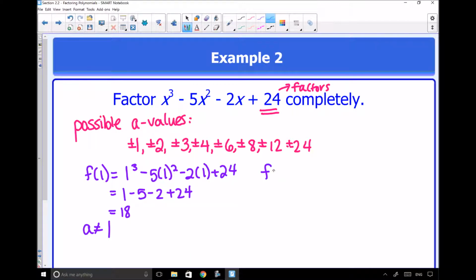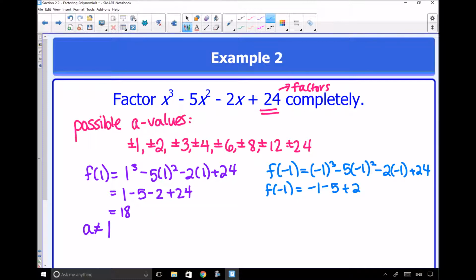Let's go ahead and try negative 1. So let's see what happens if we use negative 1 instead of 1. So f of negative 1 is going to be negative 1 cubed minus 5 times negative 1 squared minus 2 times negative 1 plus 24. So this ends up being negative 1 minus 5 plus 2 plus 24. So I end up getting f of negative 1 is equal to 20. And again, I want you to double check this in your calculator to see if you totally agree with what I'm saying. So since 0 is not my f of negative 1 value, a cannot be equal to negative 1. So these values right here are out.